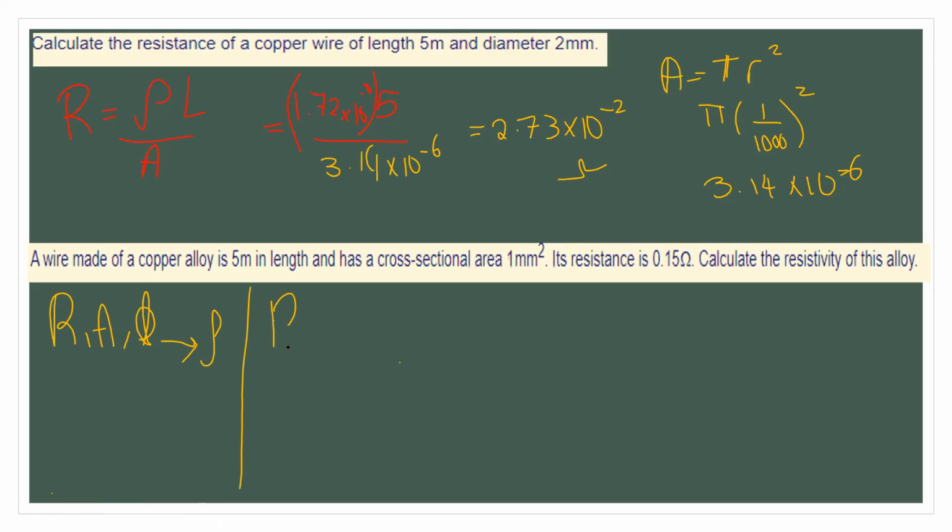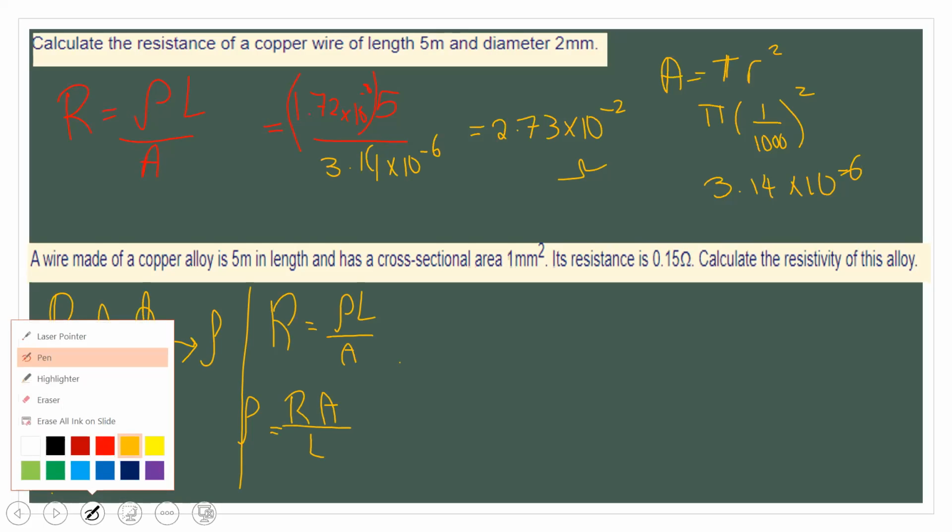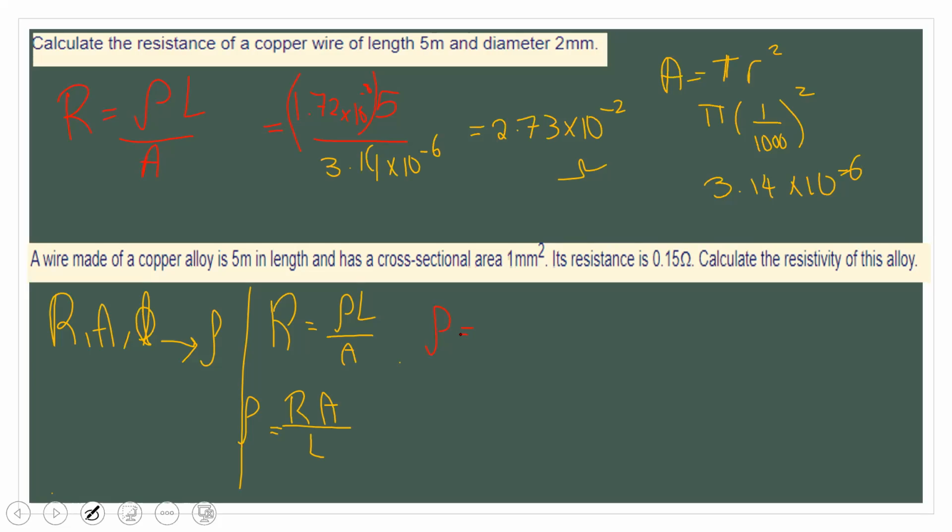Now, the resistance is rho L over A. So the resistance times A over L equals the resistivity, which I have to find. So the resistivity here is R, 0.15 ohm, times the area, but this area here is 1 millimeter squared. Now I told you 1 millimeter is 10^-3 meter, and 1 millimeter squared is 10^-6 meter squared. So by multiplying 1 times 10^-6, I get the answer in meter squared, over the length, which is 5.